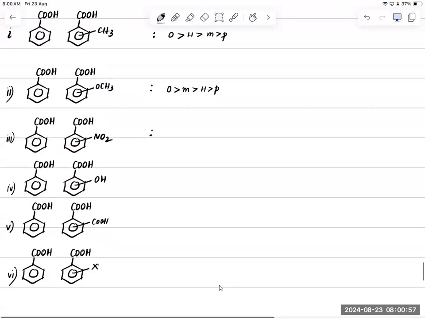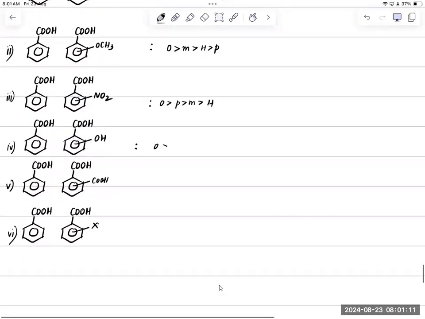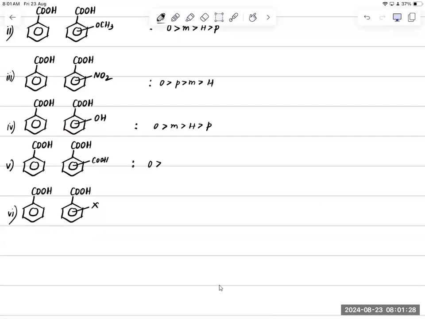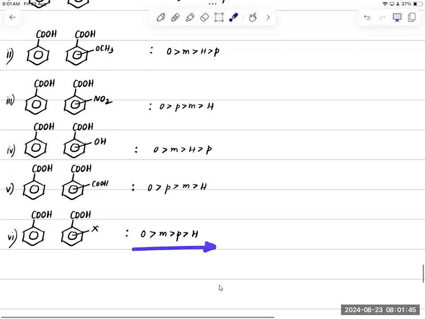Okay. Next one, you notice NO2 here. NO2 is strongly withdrawing, ortho will be definitely more, then para, then meta, then hydrogen. Next, OH, again ortho effect will be more, this time due to intra-hydrogen bonding. Remember, this is happening due to intra-hydrogen bonding. So ortho is more, then meta, then hydrogen, then para. Then COOH, same logic, ortho will be more, then more withdrawing is at para, then meta, then hydrogen. For halogens, ortho is definitely most, then meta, then para, then hydrogen, because for halogens you'll only notice the inductive effect. This is the order which we need to know.